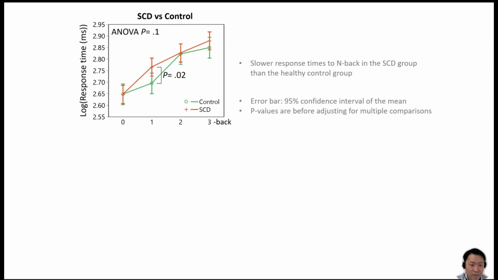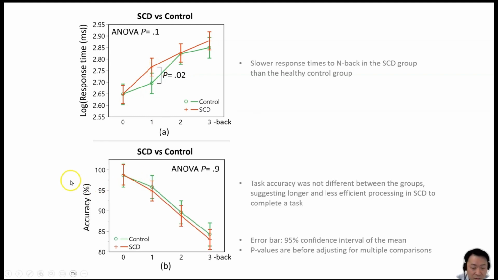How about their behavioral score? So let's look at the response time here. First of all, I did a log transformation to make their distribution more normal, so I can do parametric testing, and based on that, we found a slower response time during the 1 back in the sickle cell disease group.